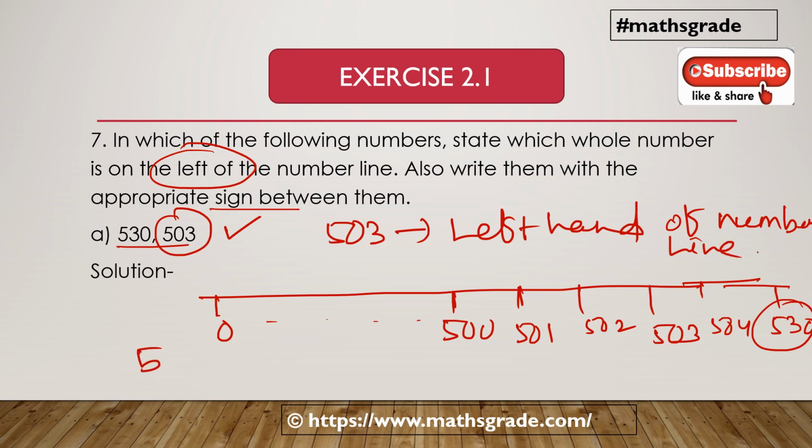And between 530 and 503, 530 is the bigger number than 503. So 530 is greater than 503. So the appropriate sign is the greater than sign.